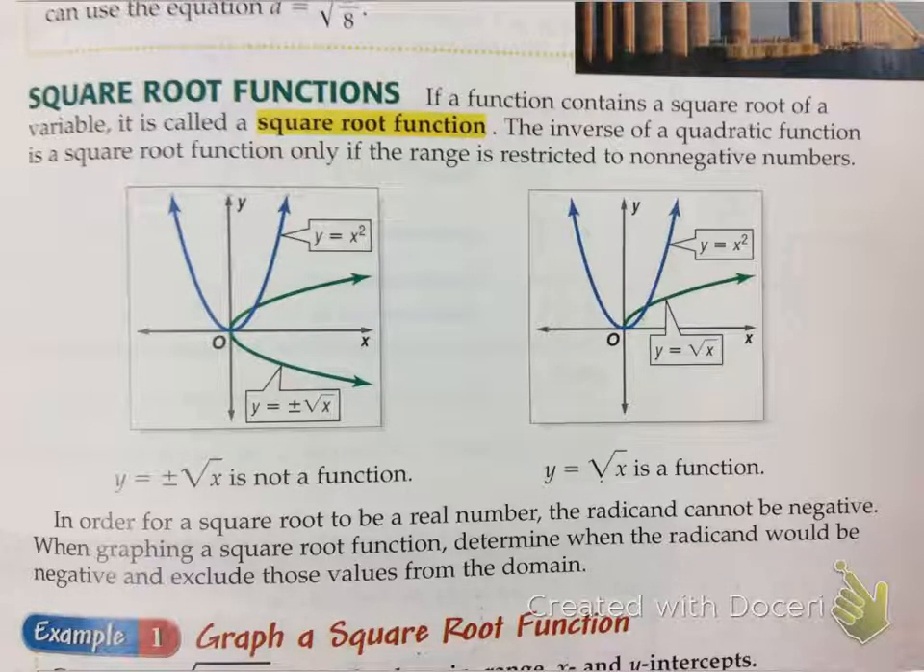The inverse of a quadratic function, remember the quadratic is something like y equals x squared plus 2x plus 3, is the square root function. But the difference is that with the quadratic, we can have x values that are negative and positive, but the range is restricted in a square root function to non-negative numbers. And we talked about this before. We cannot take the square root of a negative number.